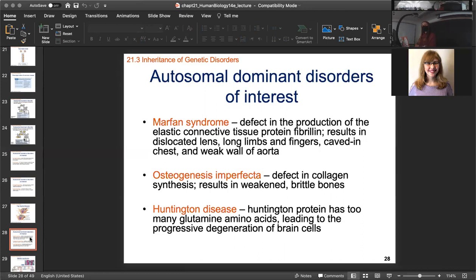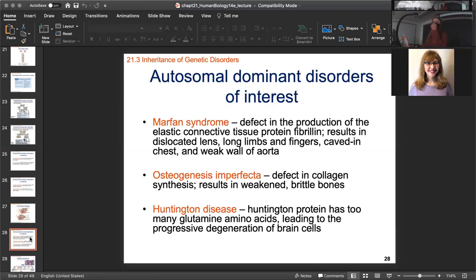Osteogenesis imperfecta, this is a defect in collagen synthesis, which remember collagen makes up your hair, skin, and nails, the elasticity of your skin. It results in weakened brittle bones, which makes sense. If we're not producing collagen as well, then we're going to have brittle bones. Brittle bones, easily broken, can't really hold yourself up very well.